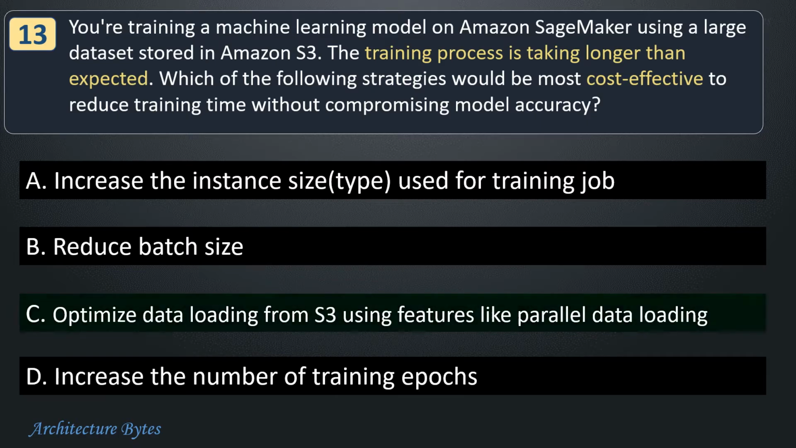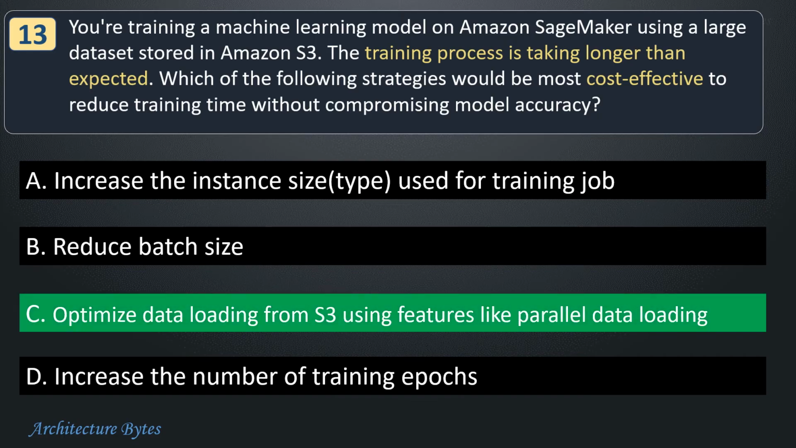So option C, optimize data loading from S3 using features like parallel loading, is the right answer here. It can significantly reduce training time by minimizing I/O overhead, and increasing the instance size would likely improve performance but might be more expensive. Reducing the batch size could slow down training, especially if the batch size is already small, and increasing the number of epochs might improve accuracy but also increase the training time.